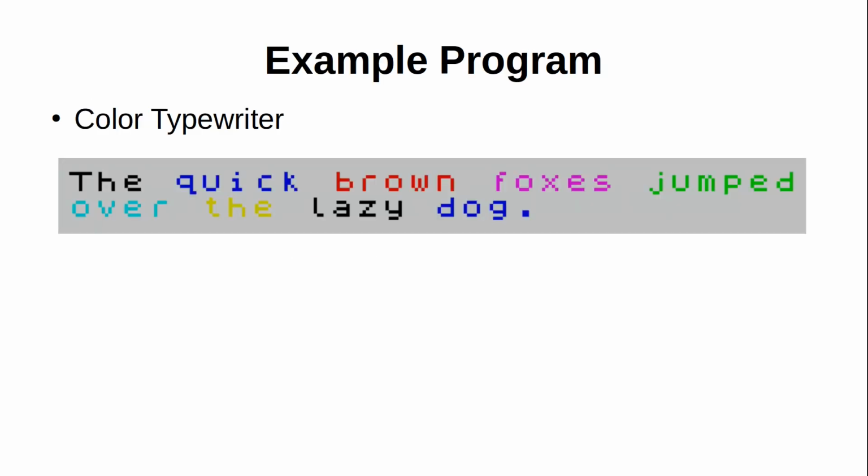But for the purpose of this lesson, let's go ahead and use the ROM to make a simple typewriter program that will let you just type on the screen and let you change the color of what you're typing on the fly. Let's get into the code right now.